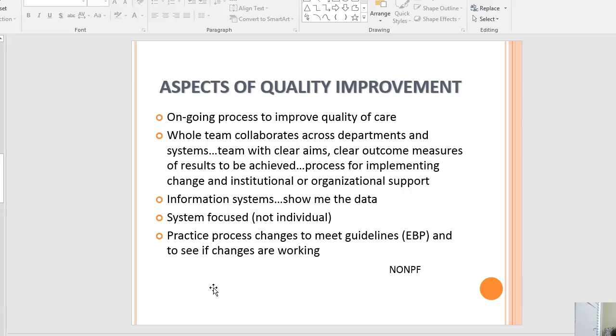So you're going to need to understand information systems. It's system focused, not individual. And the practice process changes to meet guidelines and to see if the changes are working. So you're not developing new guidelines. You are practicing process change to meet guidelines and improve outcomes.